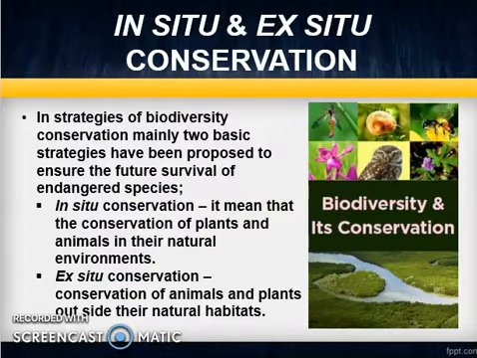Students, let's continue to discuss another strategy that we can use to manage the environmental issues that happen in this world. This kind of strategy we call in situ and ex situ conservation. Both are strategies, in terms of methods, that can be practiced to manage environmental problems in this world. In terms of meaning, in situ conservation means the conservation of plants and animals in their natural environment, but ex situ conservation means you want to conserve animals and plants outside their natural habitat.